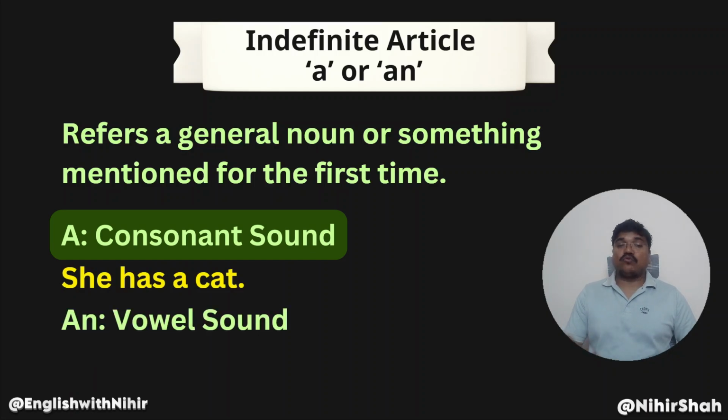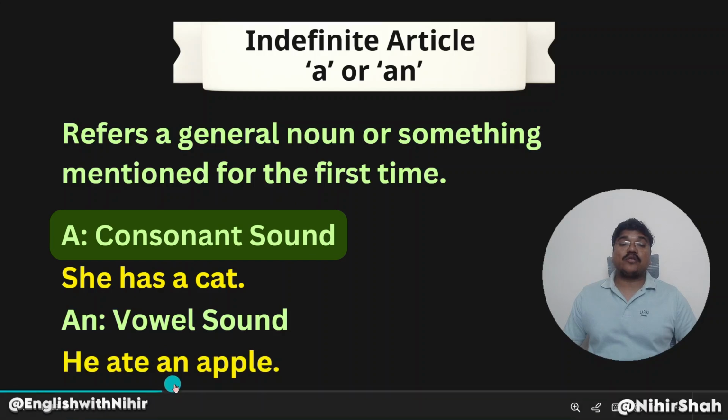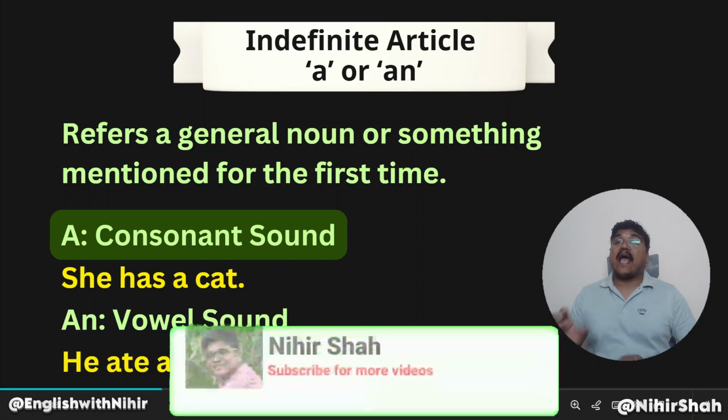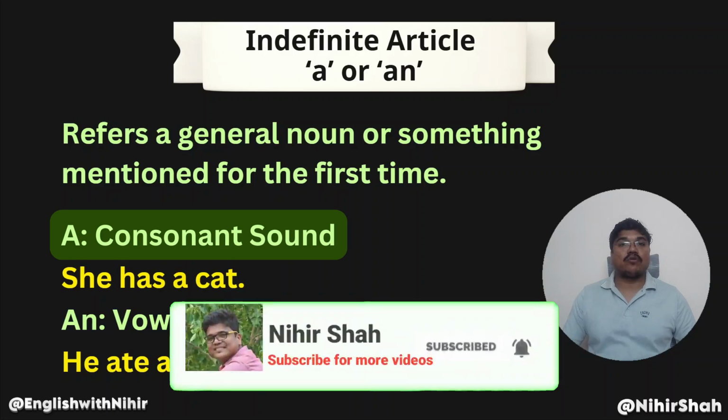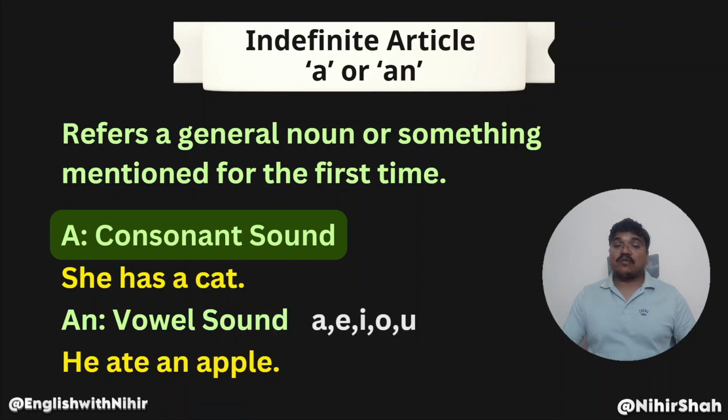An is used when a noun is starting with a vowel sound. He ate an apple. Here we have used an. Why? Because apple, a is coming. Now, what are vowel sound and what are consonant sound? Vowel sounds are A, E, I, O and U, and the rest are all consonant sounds.